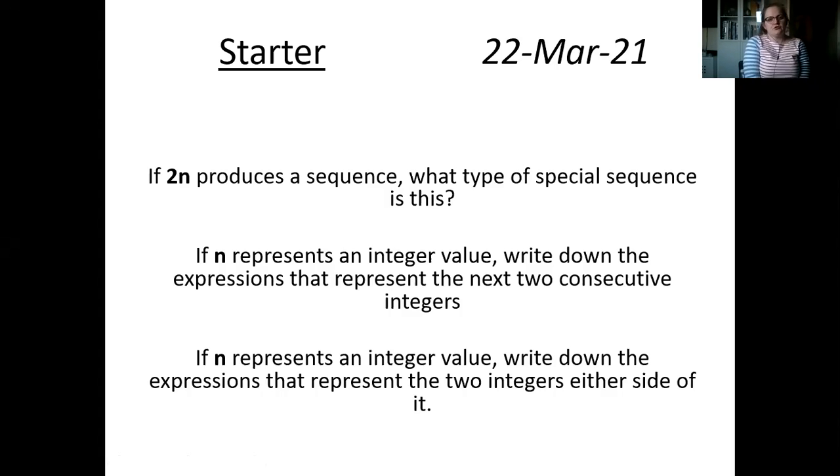So if 2n produces a sequence, this is something for you to have to think about: what type of special sequence is this? So if n represents an integer value, what I would like you to do is to write down the expressions that represent the next two consecutive integers. So for example, if n represents an integer value, write down the expressions that represent the two integers either side of it.